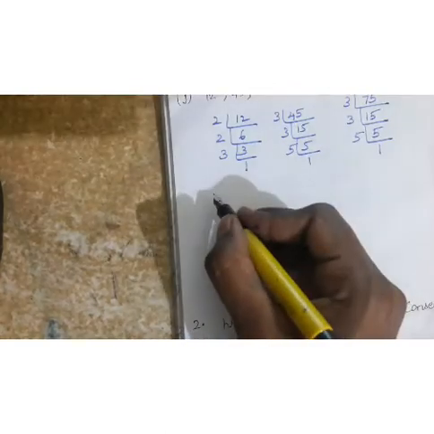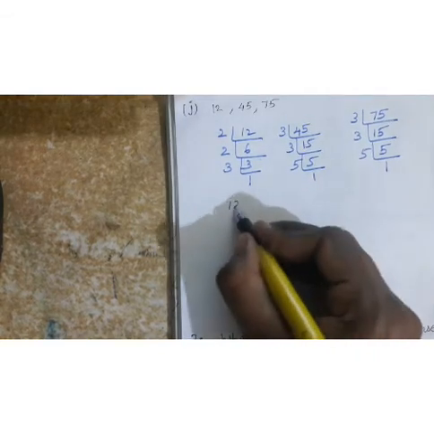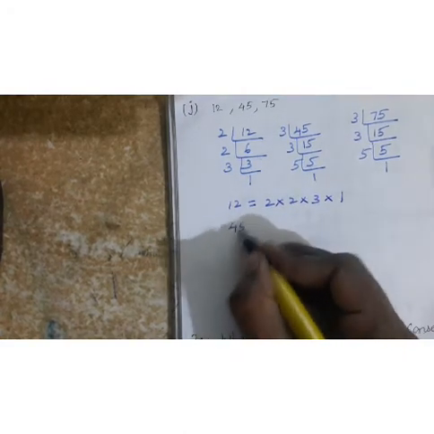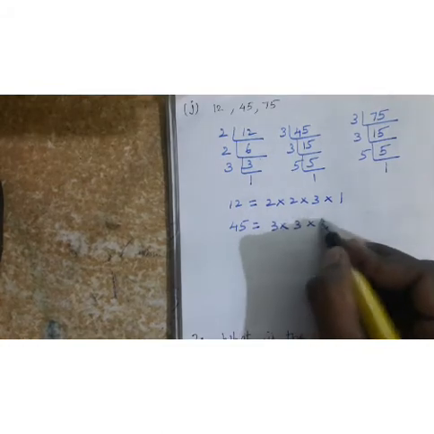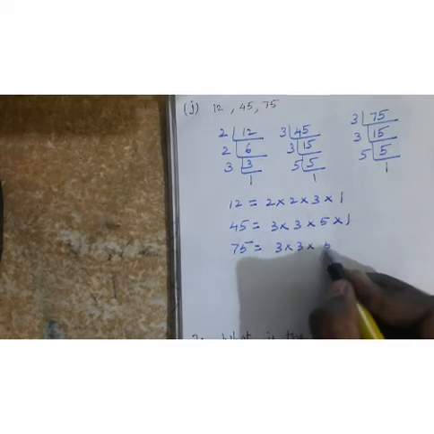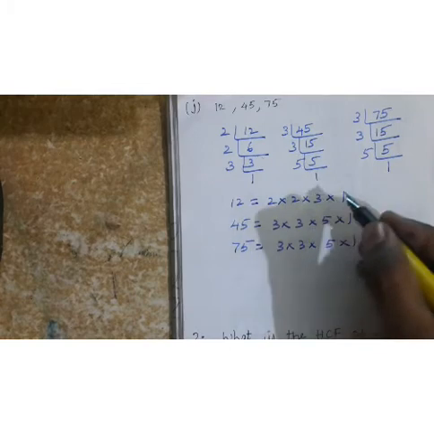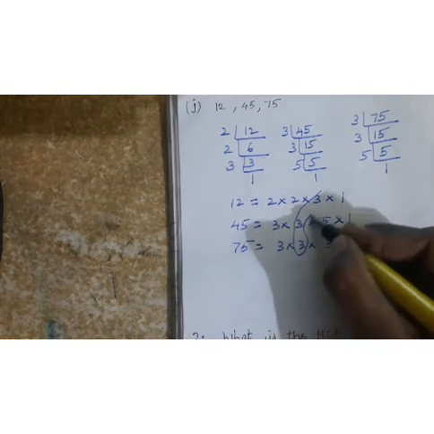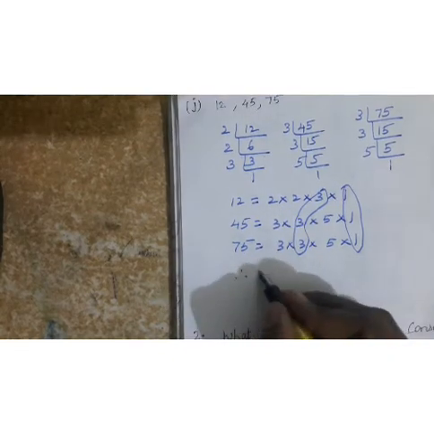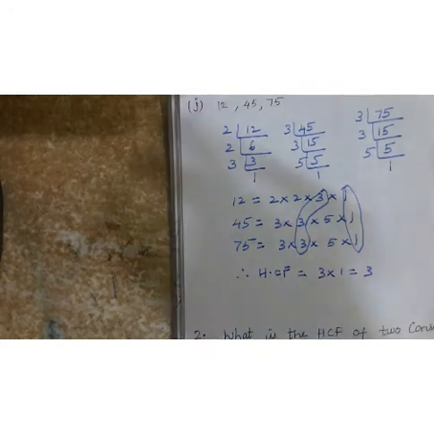Now write the prime factors of 12, 45 and 75. 12 equal to 2 into 2 into 3 into 1. 45 equal to 3 into 3 into 5 into 1. 75 equal to 3 into 3 into 5 into 1. Circle the common factors. 3 and 1. Therefore, HCF equal to 3 into 1, which is equal to 3.